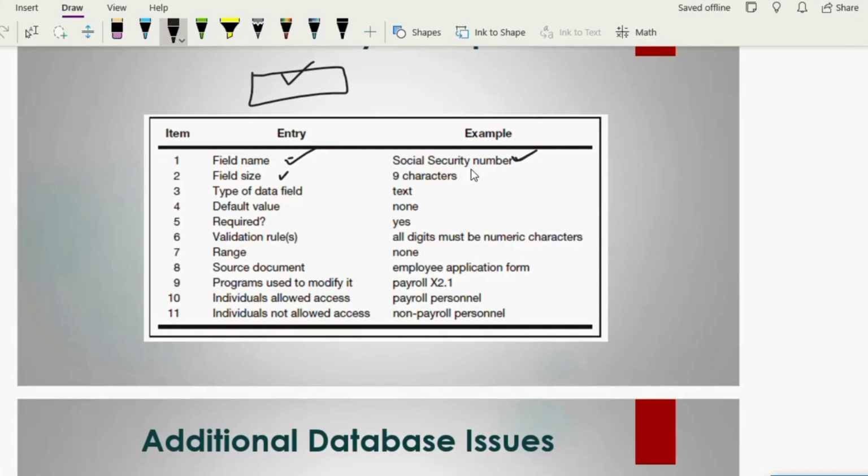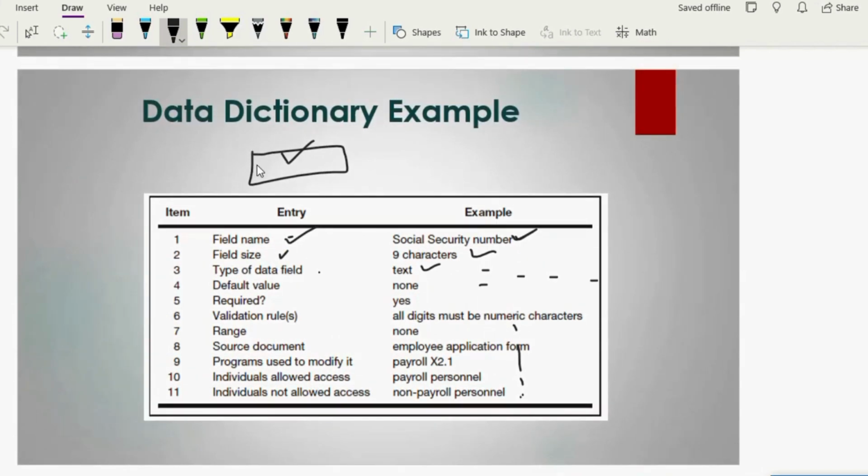What is the size of it? Only 9 characters could be entered. The type of data field is text. We saw the number, but did you see the hyphens are also there? So numbers and hyphens together are treated as text, and other details are also there. Just like this, data dictionaries explain each and every cell, which in normal language you can call a cell, but usually we call it a field. It describes each and every field of the record.